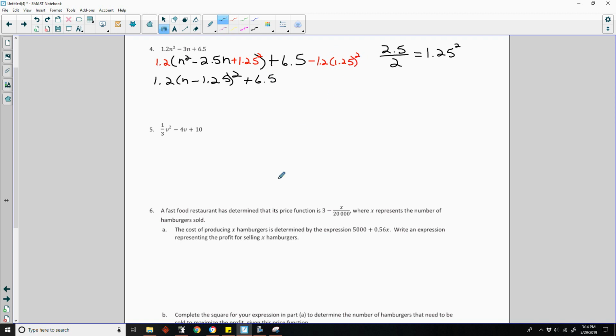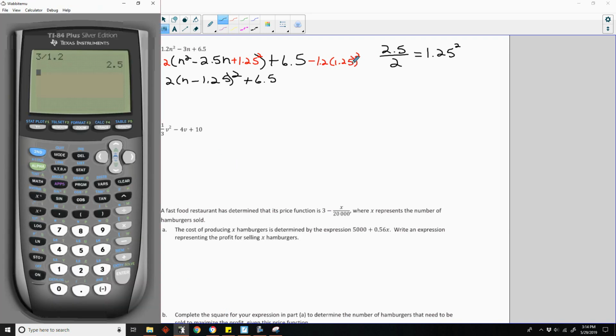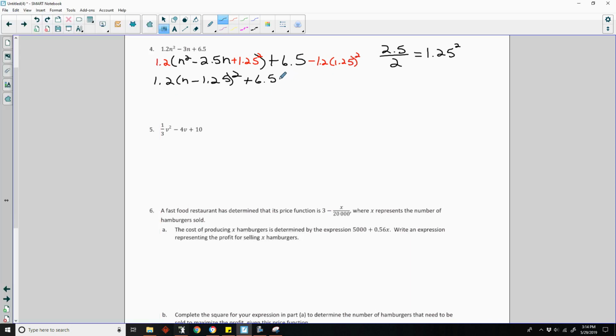Okay, so let's use a calculator for this. Let's do the 1.25 squared first. That's in the parentheses. 1.25 squared is 1.5625. And I'm going to multiply that by 1.2. And I get 1.875. So it's minus 1.875. Okay, that's this value here.